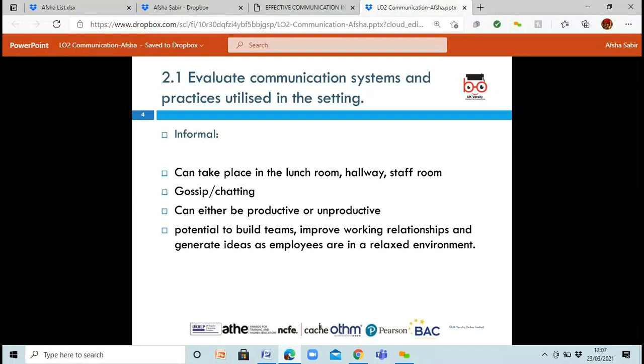And instead of coming to me and talking to me about it, you've talked to somebody else, and then they might go on and gossip. So it can be unproductive because there's like a gossip culture going on there. So instead of it being sorted out and saying, Afsha, I didn't like the way you spoke to me, it gets passed on and on and on until I hear it from someone else. So in that type of way, it can be unproductive.